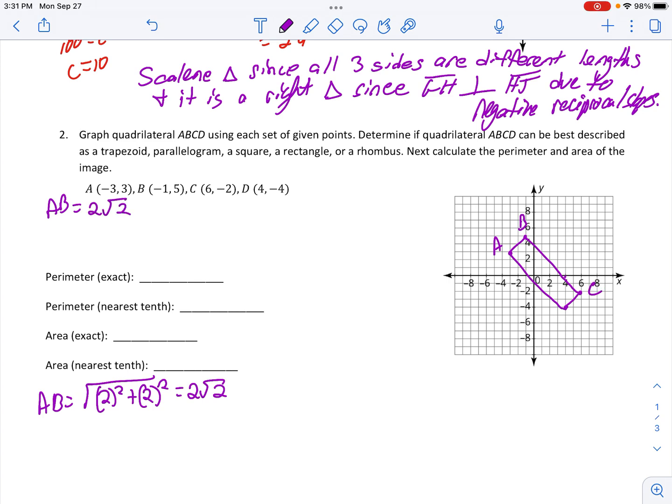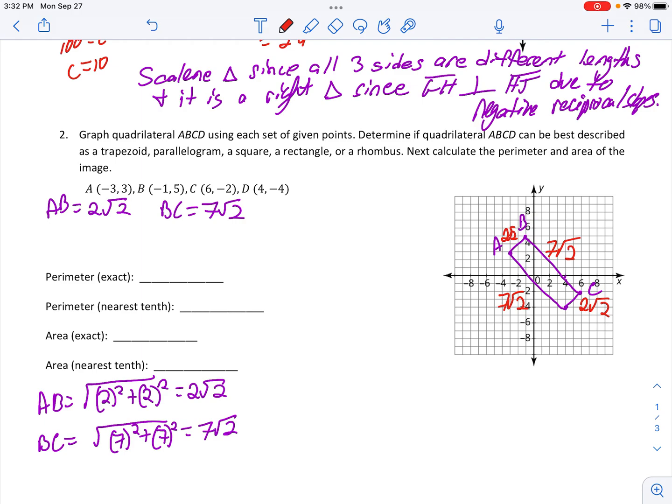I'm going to go find that BC length now, the adjacent side. So for BC, change in the x's, change in the y's, work it out, and you should be getting 7 root 2. Okay, so we got 2 root 2, 7 root 2. Now, I've already worked this out before. This also turns out to be 2 root 2, and this also turns out to be 7 root 2.